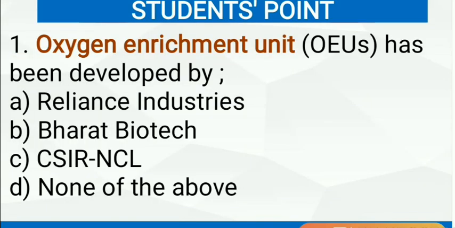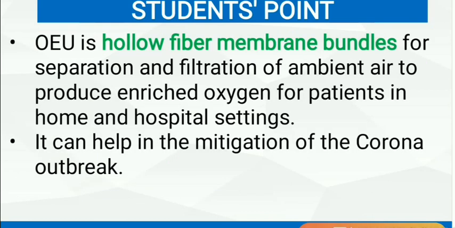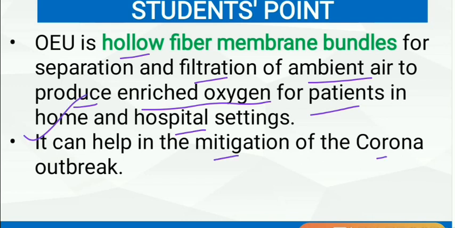Let's begin. The first question. Oxygen Enrichment Unit, in short called as OEUs, has been developed by. So Oxygen Enrichment Unit has been developed by CSIR NCL, that is Council for Scientific and Industrial Research, National Chemical Laboratory. So here C is the right answer. And OEU is a hollow fiber membrane bundles for separation and filtration of ambient air to produce enriched oxygen for patients in home and hospital settings. It can help in mitigation of corona outbreak.